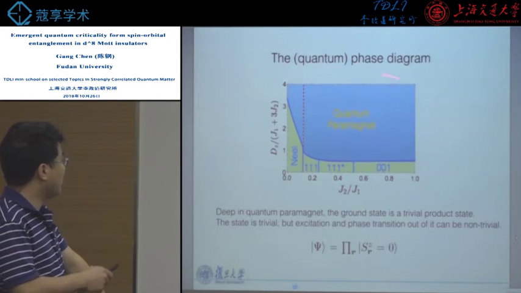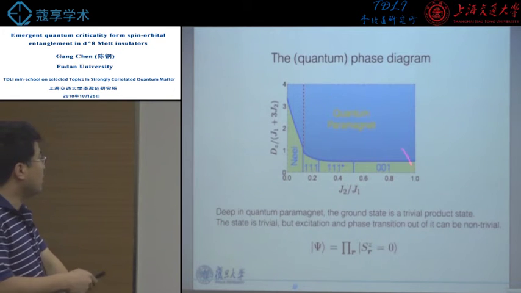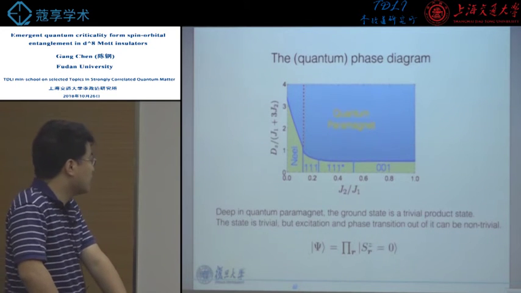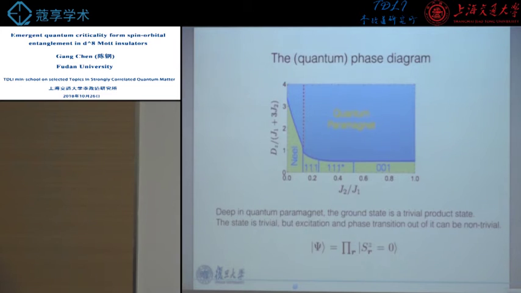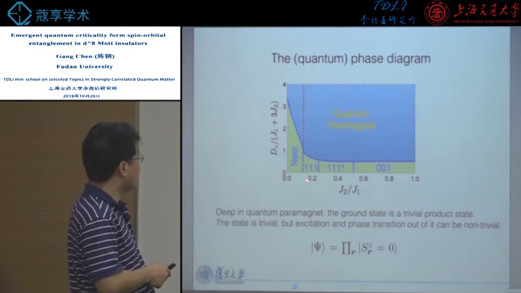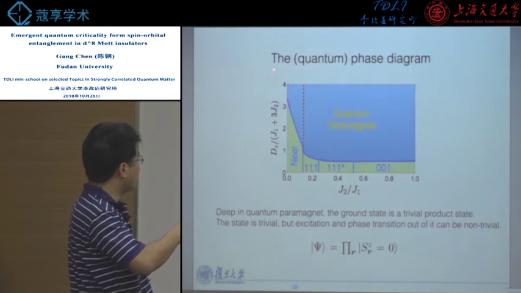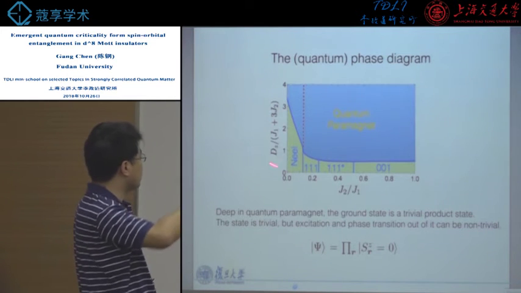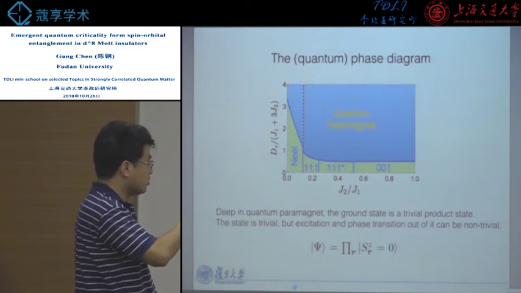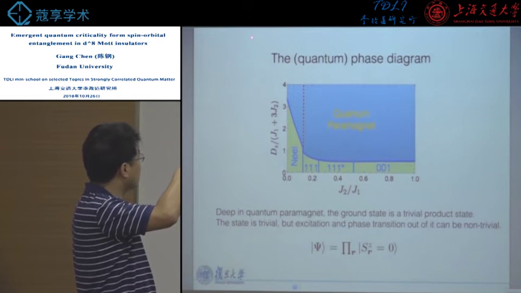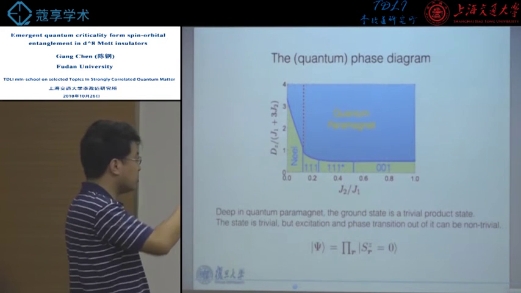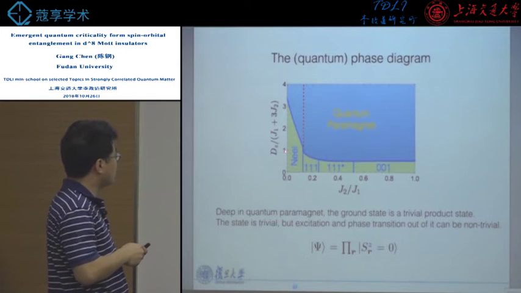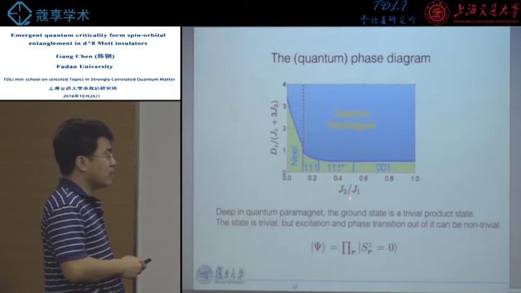So in our case, this is a quantum phase diagram. How do you think about this? There are two different ways of thinking about this phase diagram, depending on how you look at this model. You can go from top to bottom or from bottom to top. So let's go with the top-down approach. This axis is the axis of single ion anisotropy, this Dz term. This axis is the J2 over J1 axis.